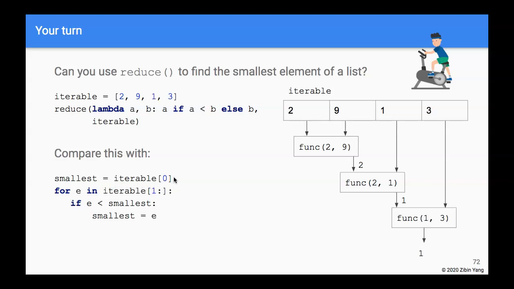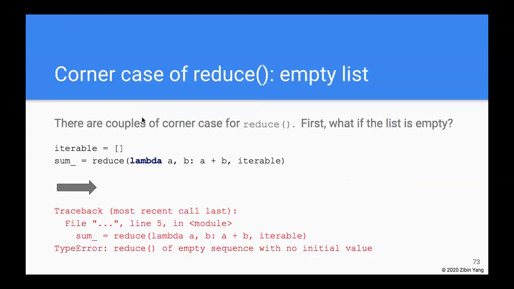I don't have to remember to initialize it and compare it and then change it and all that. So this is a different and potentially better way of looking for the smallest element in a list. Now, there are a few corner cases for reduce that we should take a closer look at.